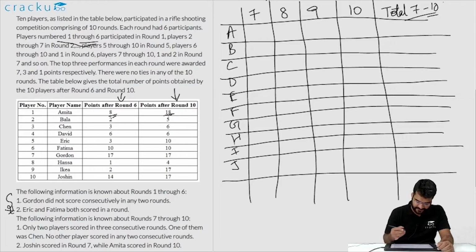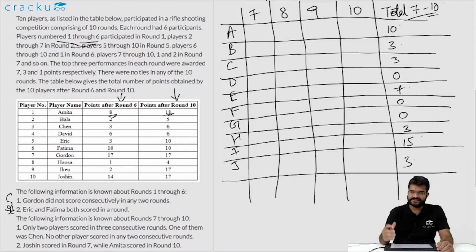For example, in the case of Amita, it is 18 minus 8, so that is 10. Similarly, it is 3, 3, 0, 7, 0, 0, 3, 15 and 3. This is the total that each one of them has scored in the 4 rounds, 7 to 10. Now let us identify which of the players have participated in each of the rounds. We know that in round 7, players 7 to 10 and 1 and 2 have participated. So in round 7, these guys have participated.